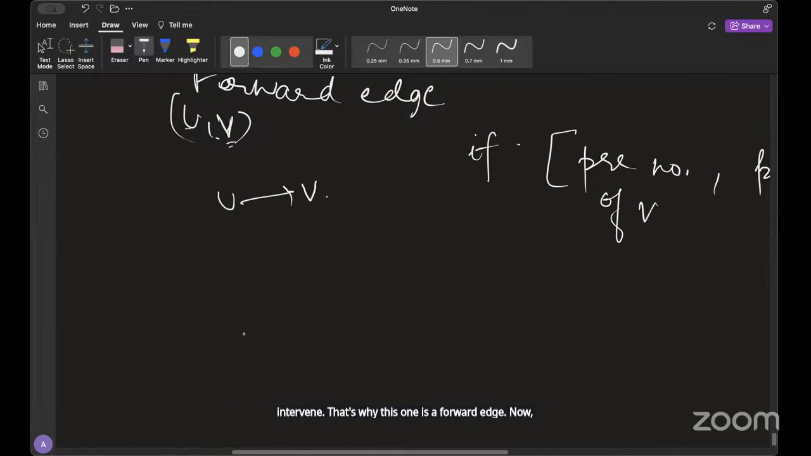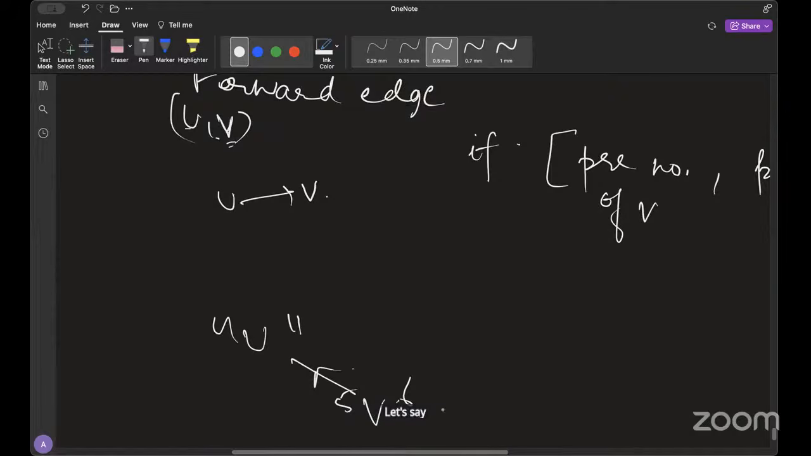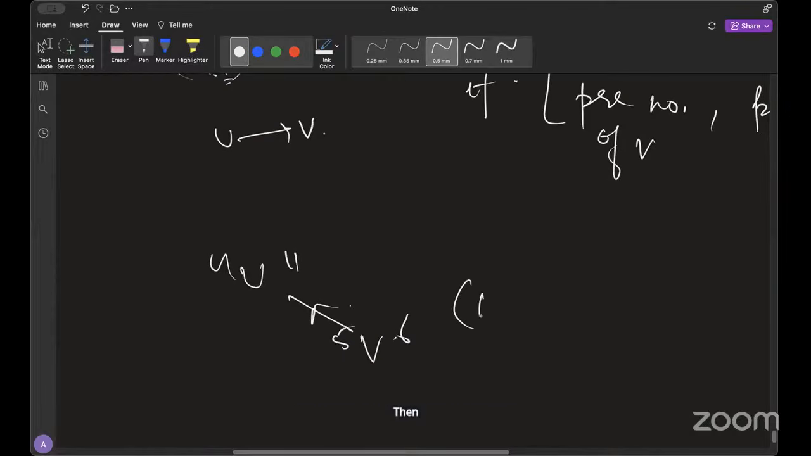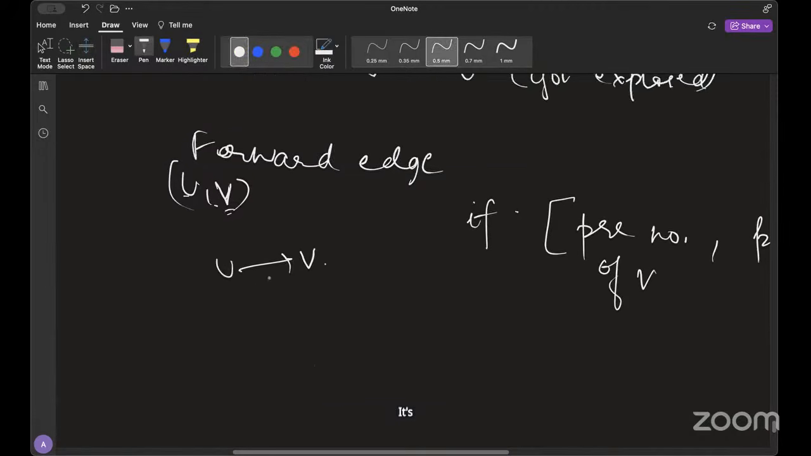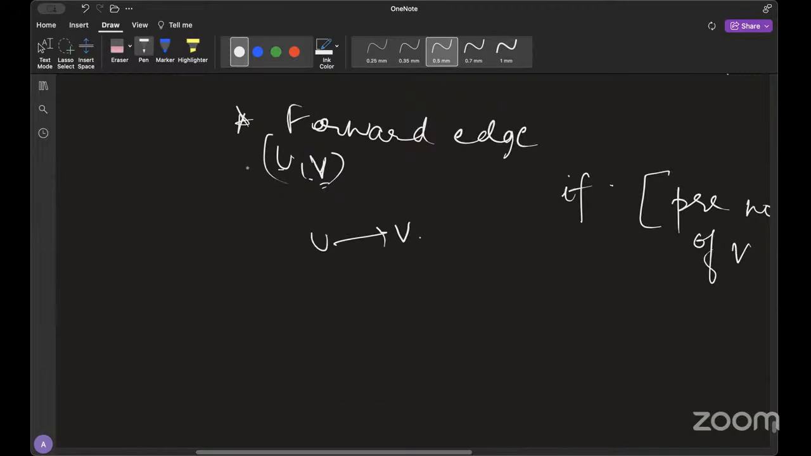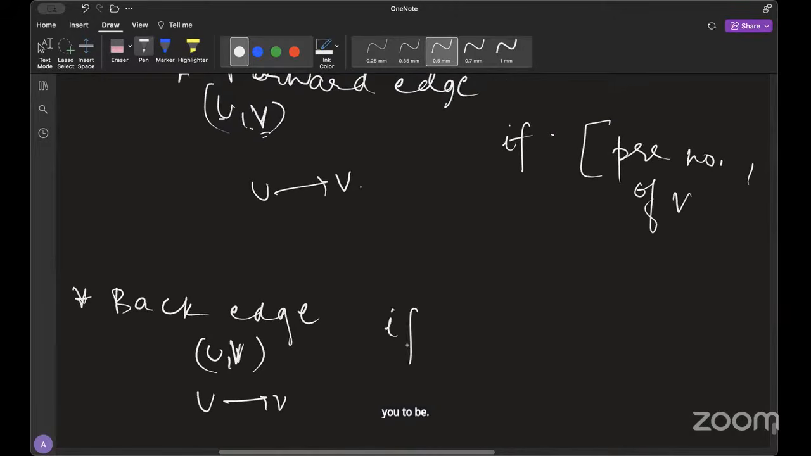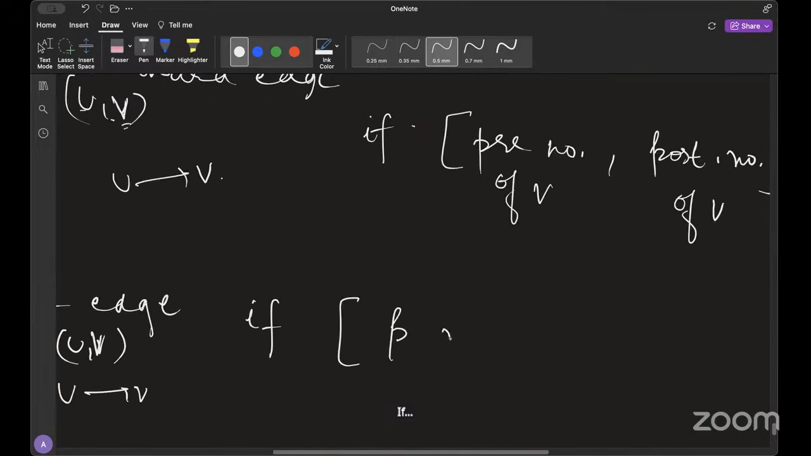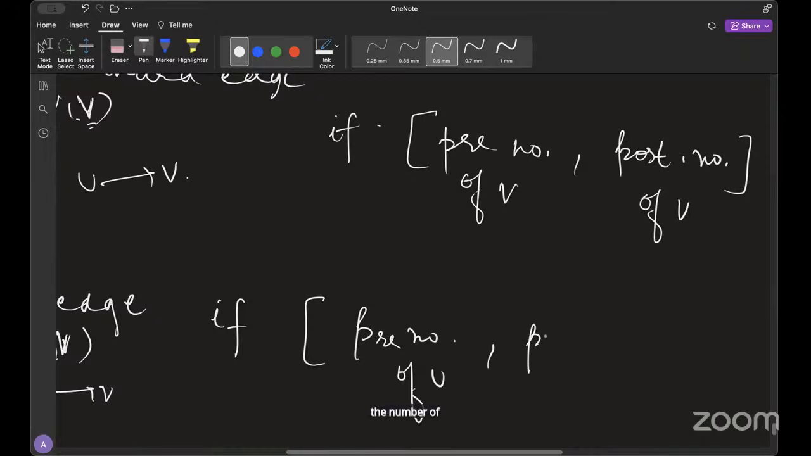Now let's change things here. Your U was 4 to 11 and V was from 5 to 6. Let's say if this was an edge, then this would be called a back edge. So for back edge, what you need is, it's the opposite of forward edge. Back edge is, we say UV is a back edge, U to V, if pre-number of U and post number of U.